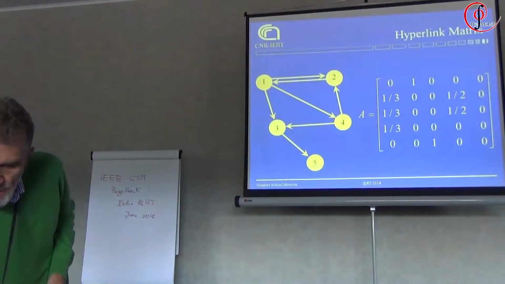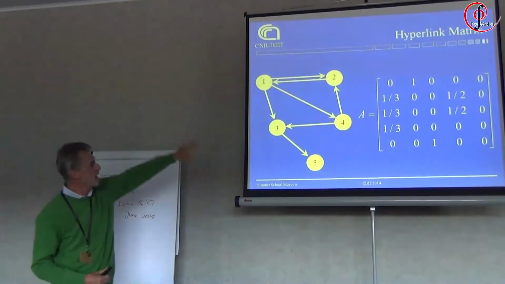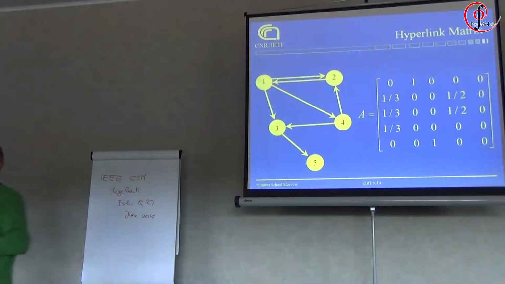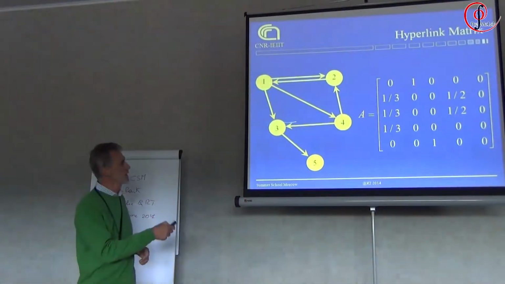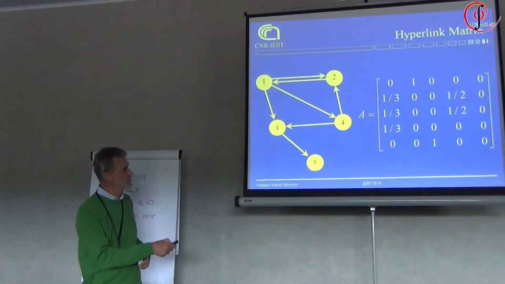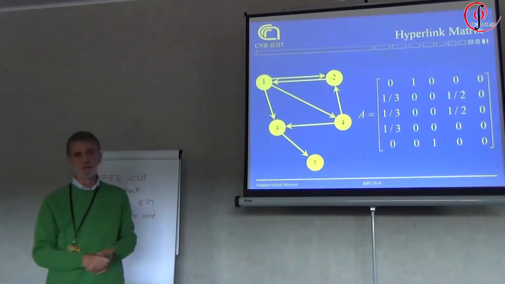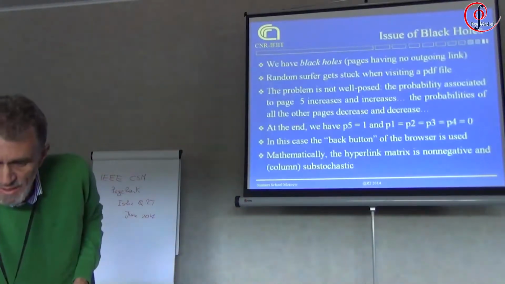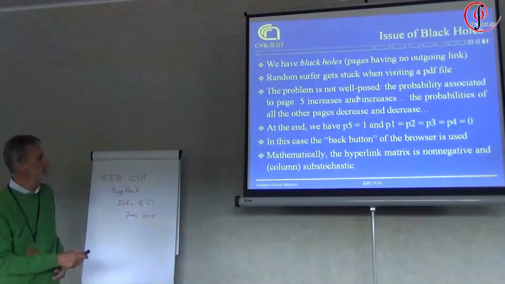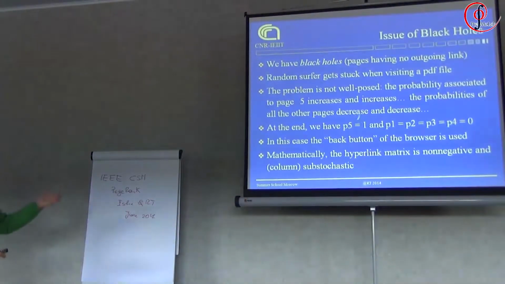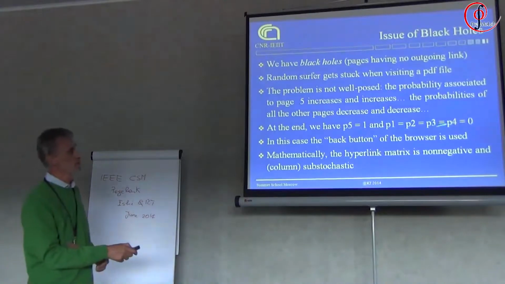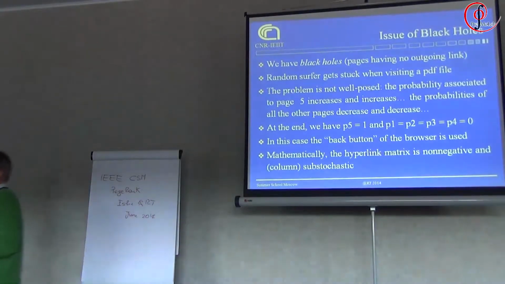Because suppose that these 5 servers are reservoirs with water, and the water is circulated around. The water is moving around and around, but eventually the water will go into 5. So all these reservoirs will be empty, and this reservoir will be full. Which basically means that the probability corresponding to server number 5 is equal to 1, and all the other probabilities are equal to 0. So the problem is not well posed.